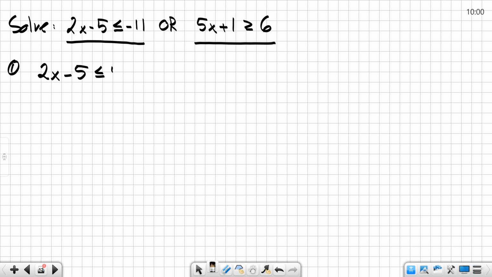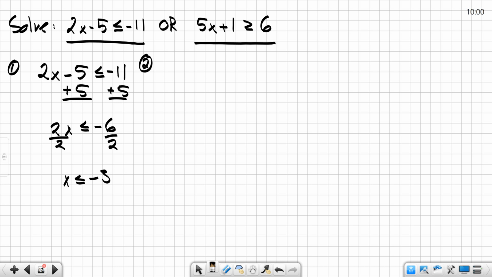I am solving my first inequality, adding 5. We get 2x is less than or equal to, let's have a look, negative 11 plus 5. That would be negative 6, if I'm not mistaken. We are dividing both sides by positive 2, and we get that x is supposed to be less than or equal to negative 3.